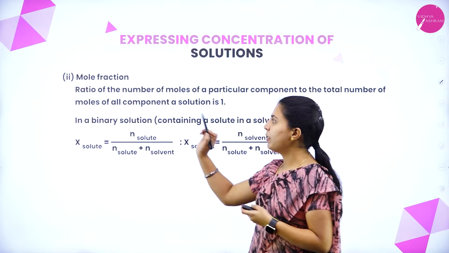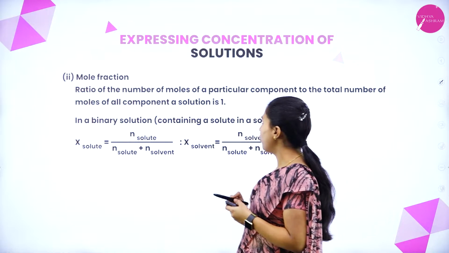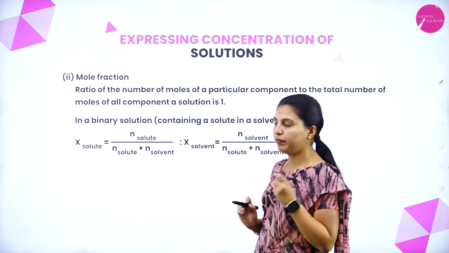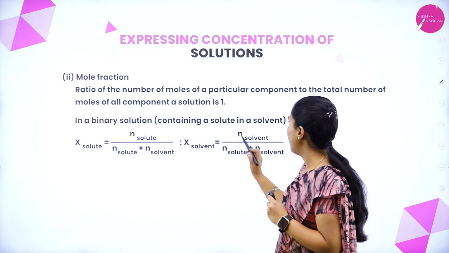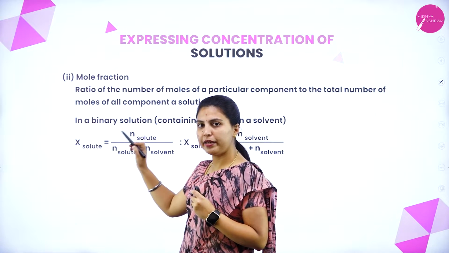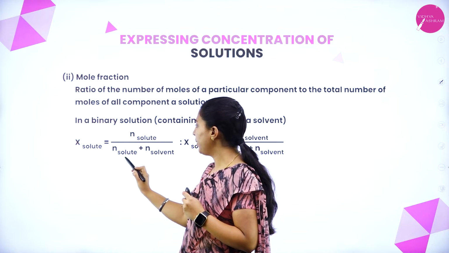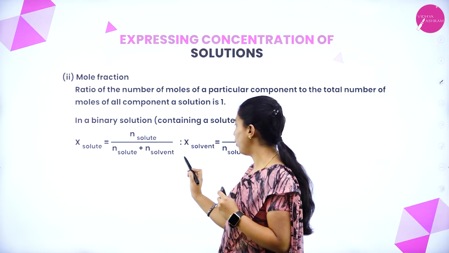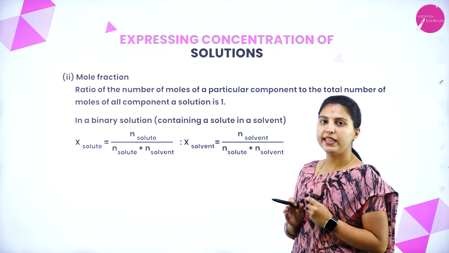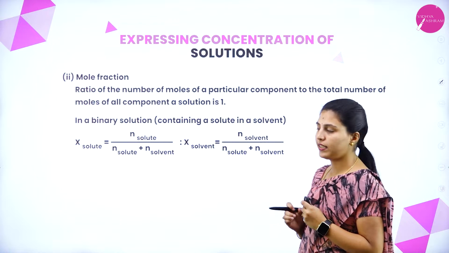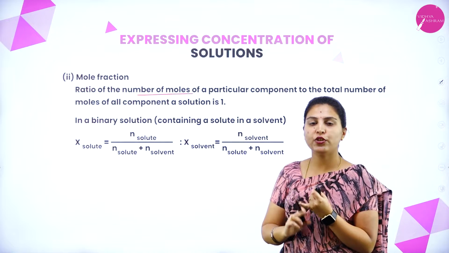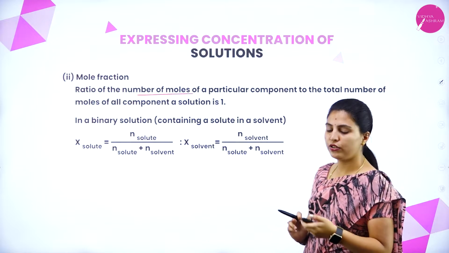Okay. Next is mole fraction. It is the ratio of the number of moles of a particular component to the total number of moles of components of the solution. In a binary solution containing a solute and a solvent, mole fraction is designated by X. X solute is number of moles of solute by number of moles of solute plus number of moles of solvent. Mole fraction and mass percentage are a little bit similar, but here you are finding the ratio of moles present in solute and solvent to the overall solution.